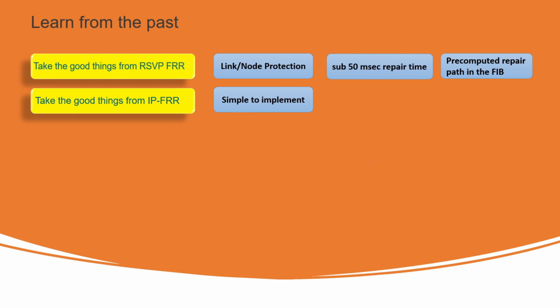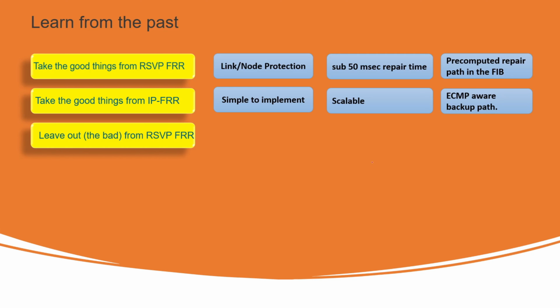What about IP-FRR? It's very simple to implement, just a single command and that's it. It is very scalable compared with the rsvp-frr because it doesn't need to maintain any signaling or any states on the routers. IP-FRR also has an ECMP aware backup path, and then it leaves out the bad stuff from the rsvp-frr, that was signaling.